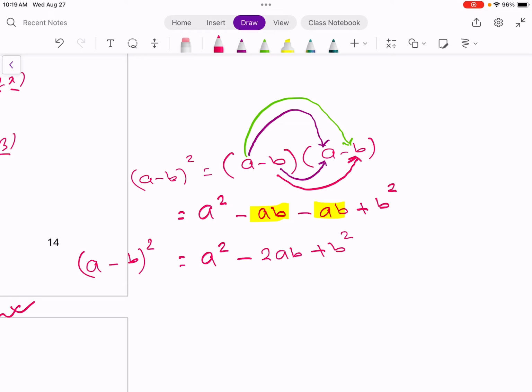Okay, so this is how we can find the product of polynomials. Okay, do you have any question?